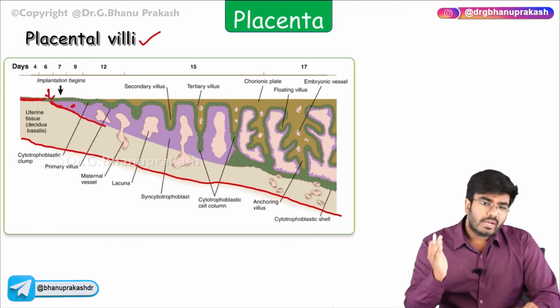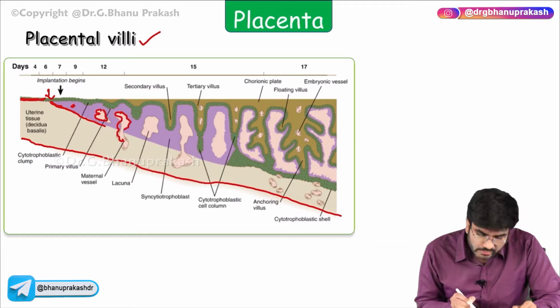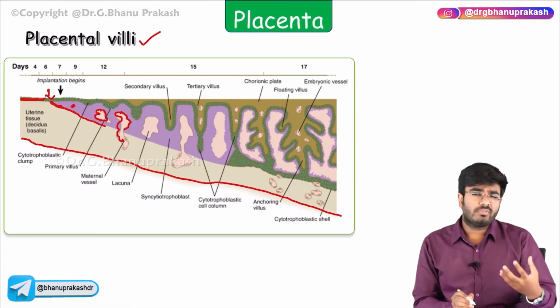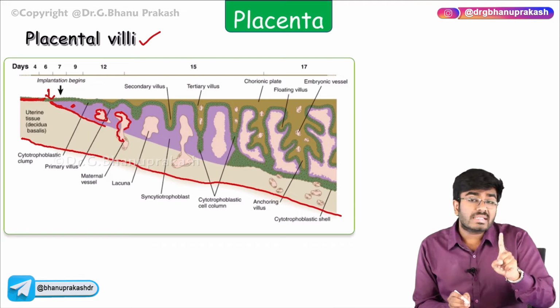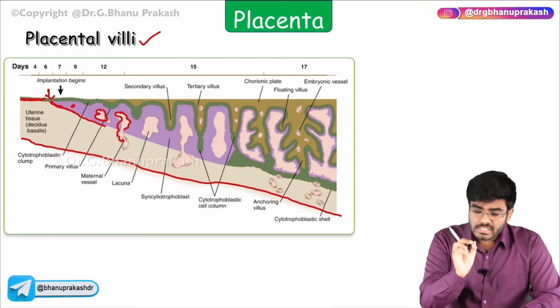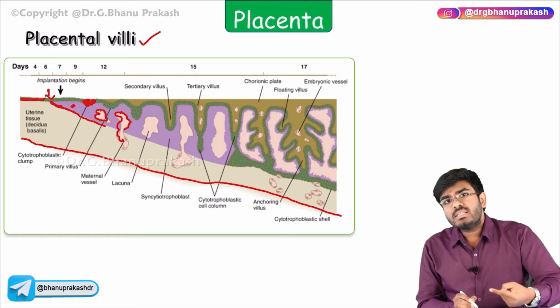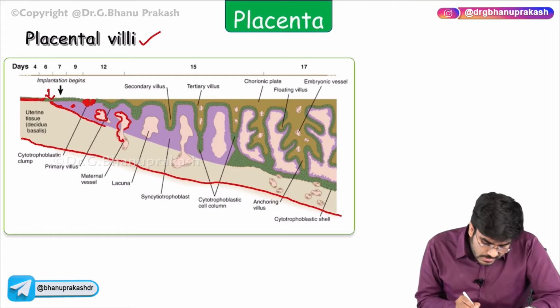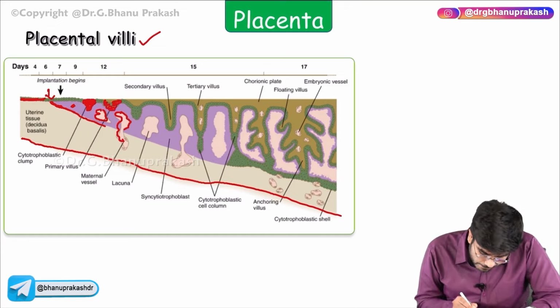Now what we have discussed, see, in the syncytial trophoblast, you are going to develop the lacunae. Well and good. And those lacunae are going to be filled with the maternal blood. But let's concentrate on the development of placental villi. Initially, this cytotrophoblast is going to grow into the syncytial trophoblast. See, the growth is happening.